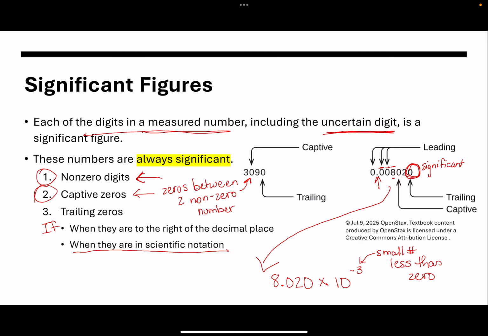Okay. So this trailing zero is in scientific notation, so it is also significant. This one is significant because it's to the right of the decimal. This one is significant. Again, it is to the right of the decimal, but it's also trailing in scientific notation. Now we can look at this zero right here. It's trailing, but it is not to the right of a decimal. It is to the left of the decimal. So as you'll see on the next slide, this would be considered non-significant.